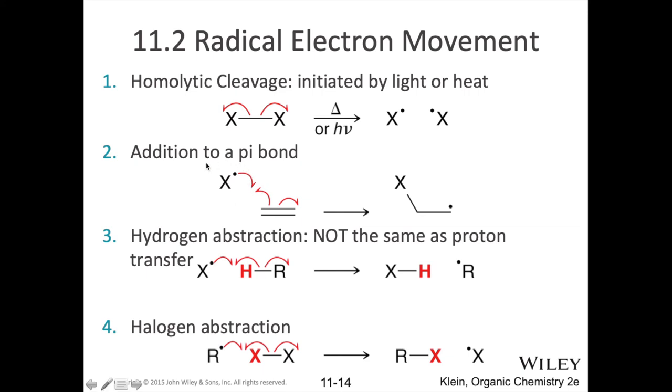You can have an addition to a pi bond, where you have a radical coming in, and it reacts with an alkene.